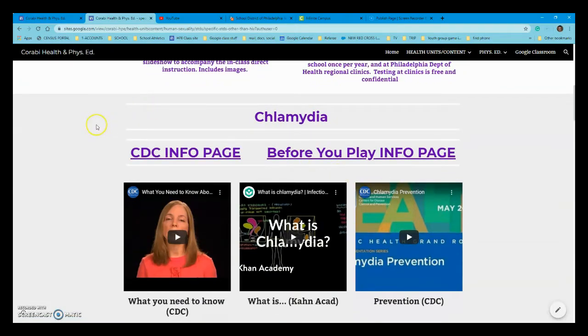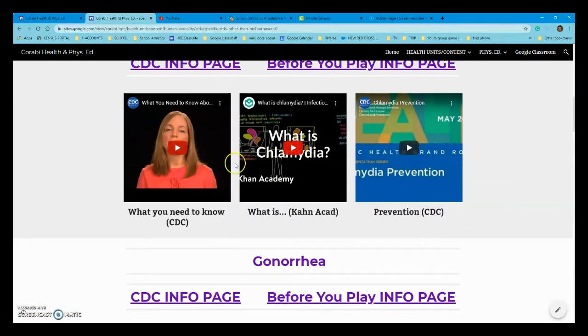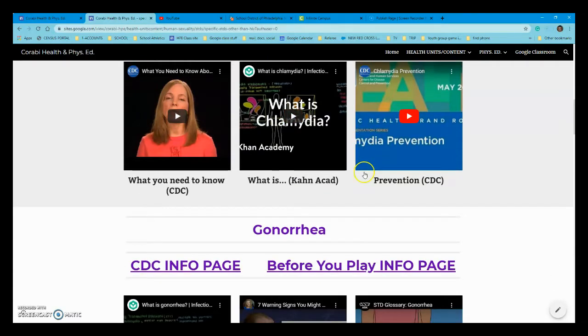And then as you go down, it gives you information about each specific disease. So the top 4 diseases are the most prevalent in Philadelphia and the United States. The title of the disease is here, followed by the STD information page from the CDC, the STD information page from beforeyouplay.org, and then there are 3 videos from various sources, and it tells you the sources in parentheses about that specific disease.